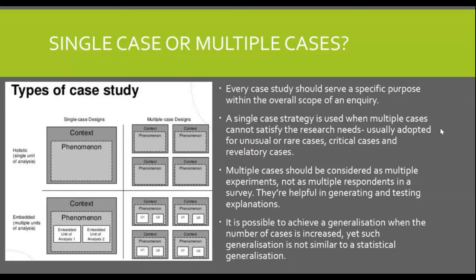Typically when the cases are not that common, when it's rare or critical, then you use a single case. But if it's common, then you can have a few cases. Multiple cases should be considered as multiple experiments, not as multiple respondents in a survey. So take note that researchers use multiple cases to get more information, to shed light further on a particular topic. It is not for the purpose of what we do in statistical research. It's not for generalization, but rather to get rich data on a particular topic or context.